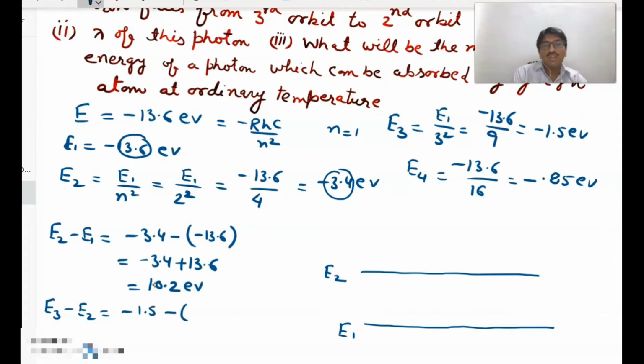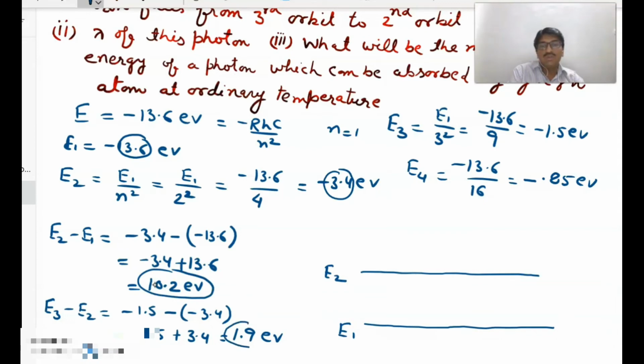And if we determine E3 minus E2, E3 minus E2 means minus 1.5 minus minus 3.4. It becomes minus 1.5 plus 3.4, which is 1.9 electron volt. So the difference E2 minus E1 is 10.2 electron volt, and it decreases when we determine the difference E3 minus E2.